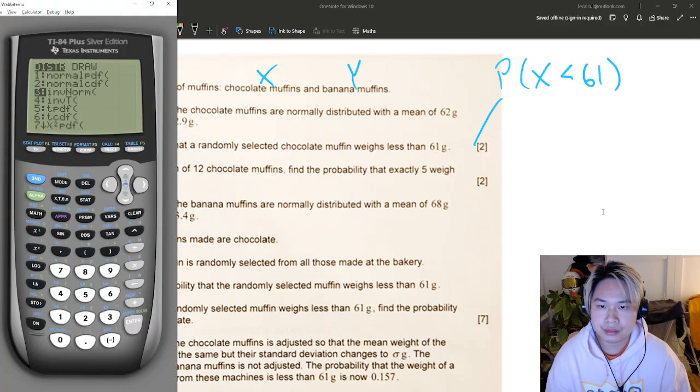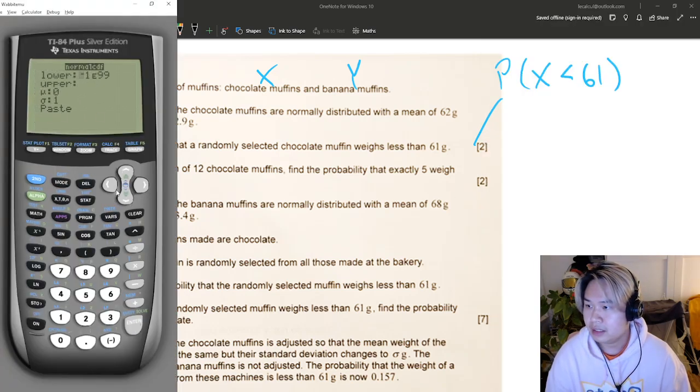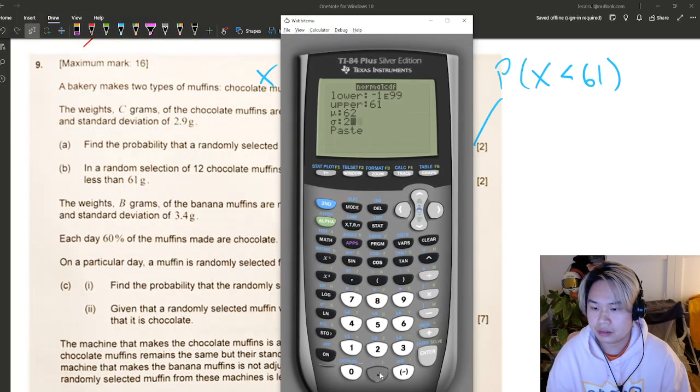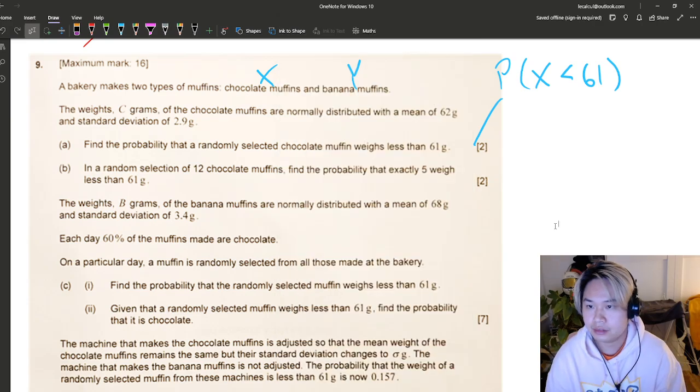So normal CDF. We don't really have a lower boundary, so we just put some obscenely small number. We have an upper boundary. What's my mean? 62. Standard deviation 2.9. So 0.365.